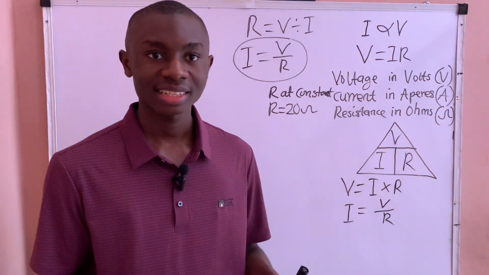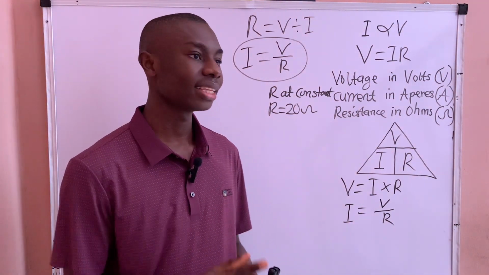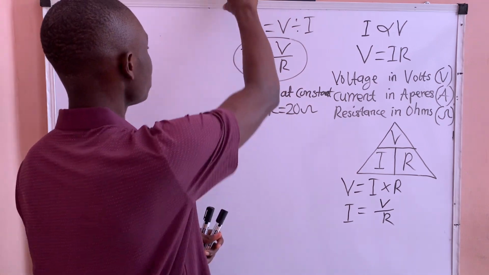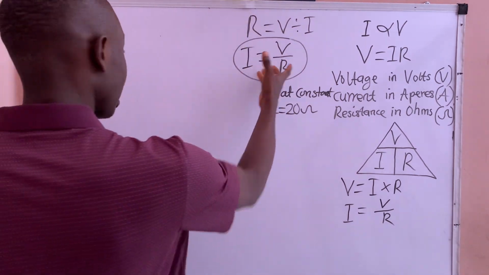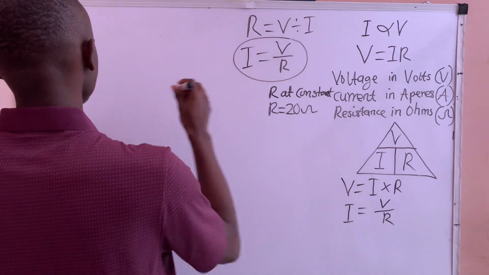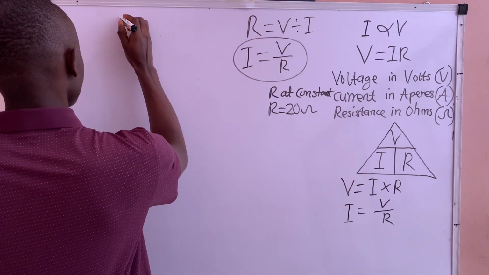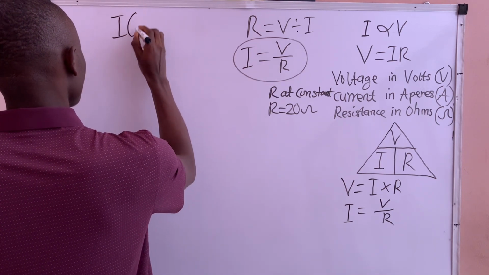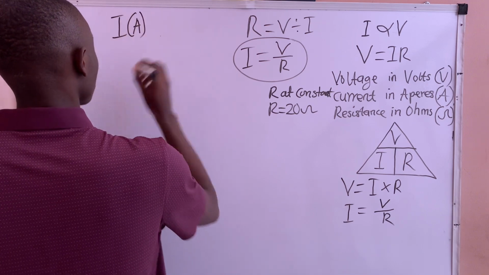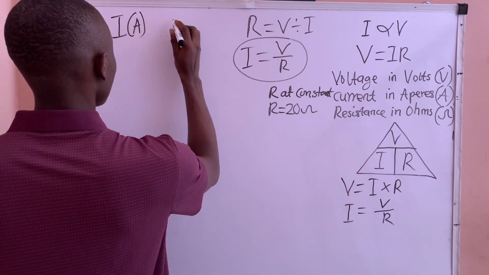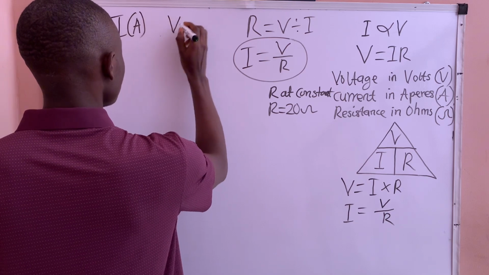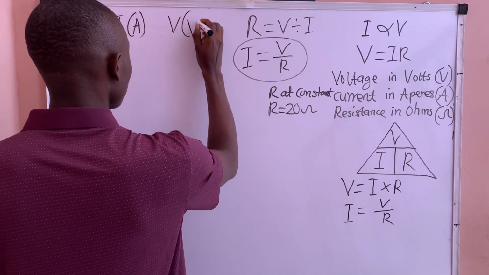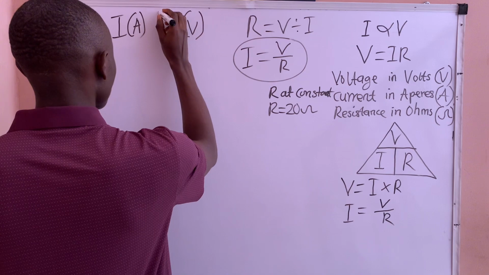I know you guys are confused. Let me break it down now. Let me use this table to explain what I just said. Let me say I have current, which is I, measured in amps, and I have voltage, which is V, measured in volts, symbol V. Okay, let me draw a line.